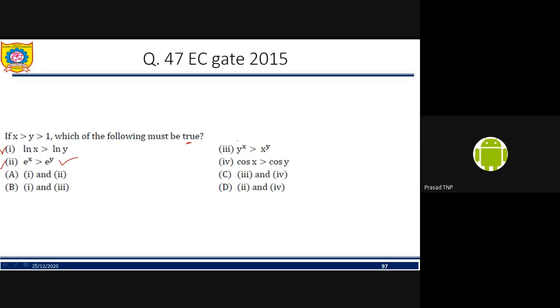Here this is not possible, because you can try some figures like y is 2 and x is 3. So 2 raised to 3 and 3 raised to 2 give 8 and 9. So not possible. Fourth, cos x greater than cos y? No, because if x is here and y is here, then cos of y is less than cos of x. So 1 and 2 are correct. So option A is correct.